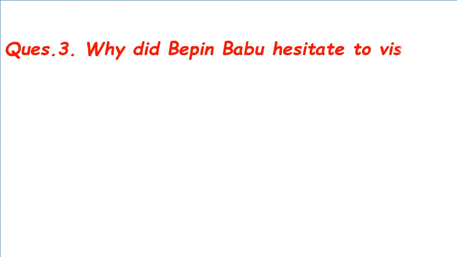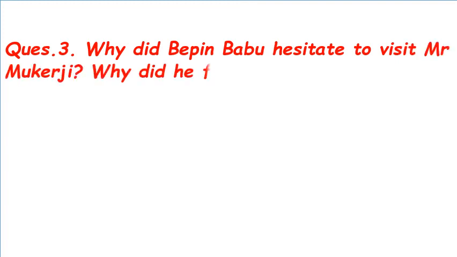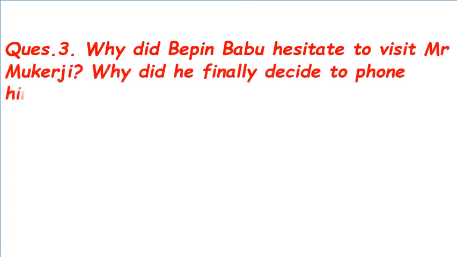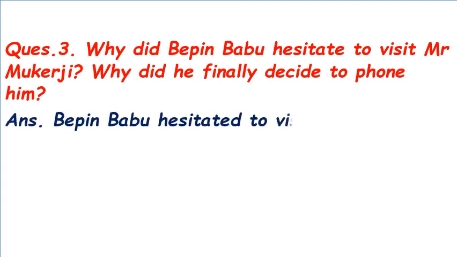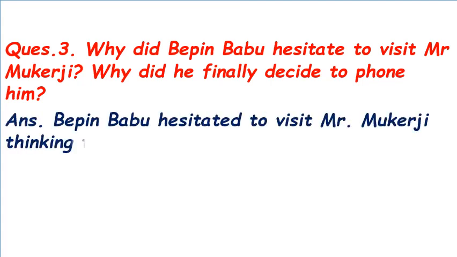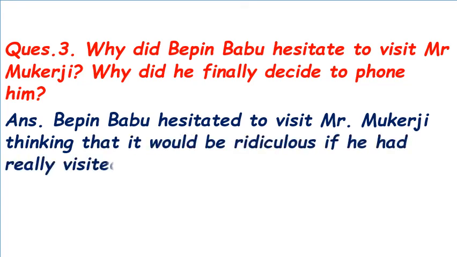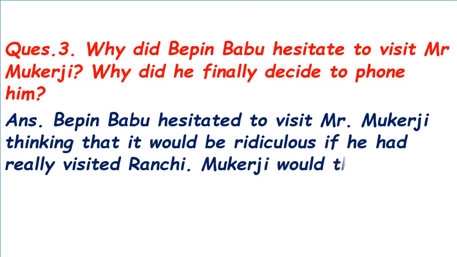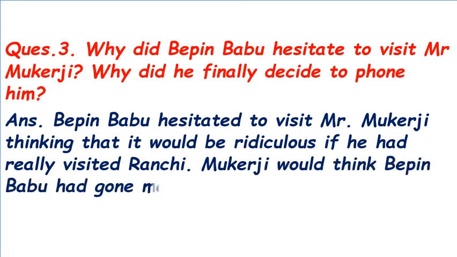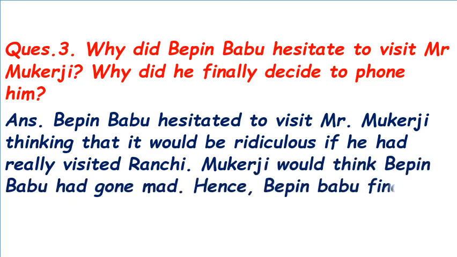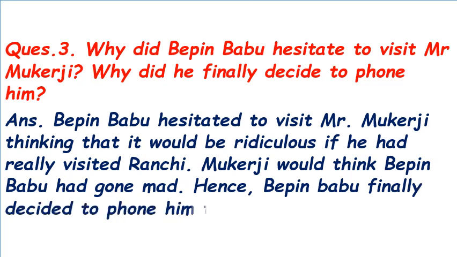Question number 3 is, why did Bepin Babu hesitate to visit Mr. Mukherjee? Why did he finally decide to phone him? The answer is, Bepin Babu hesitated to visit Mr. Mukherjee, thinking that it would be ridiculous if he had really visited Ranchi. Mukherjee would think Bepin Babu had gone mad. Hence, Bepin Babu finally decided to phone him to know about the trip.